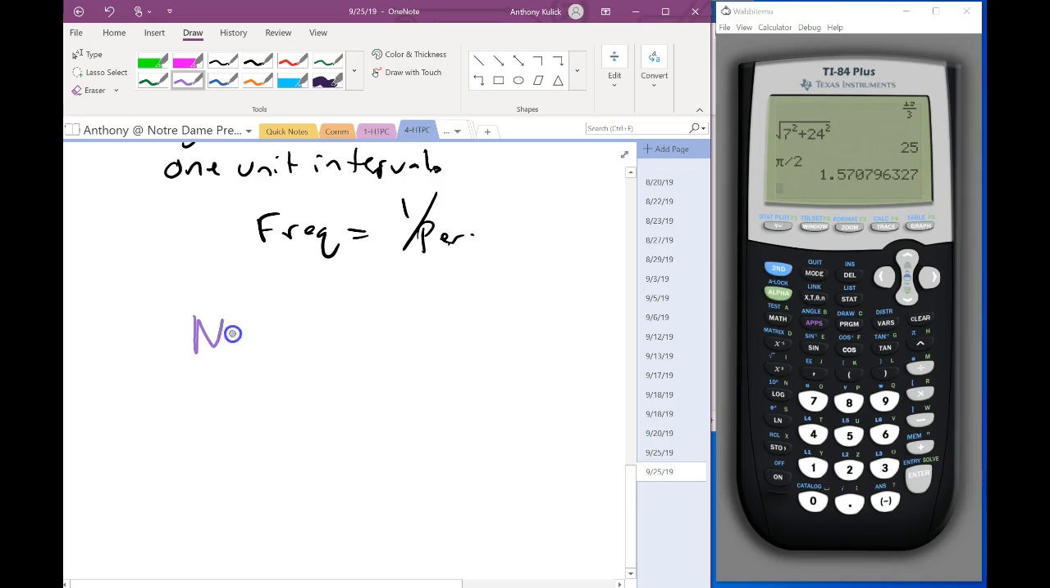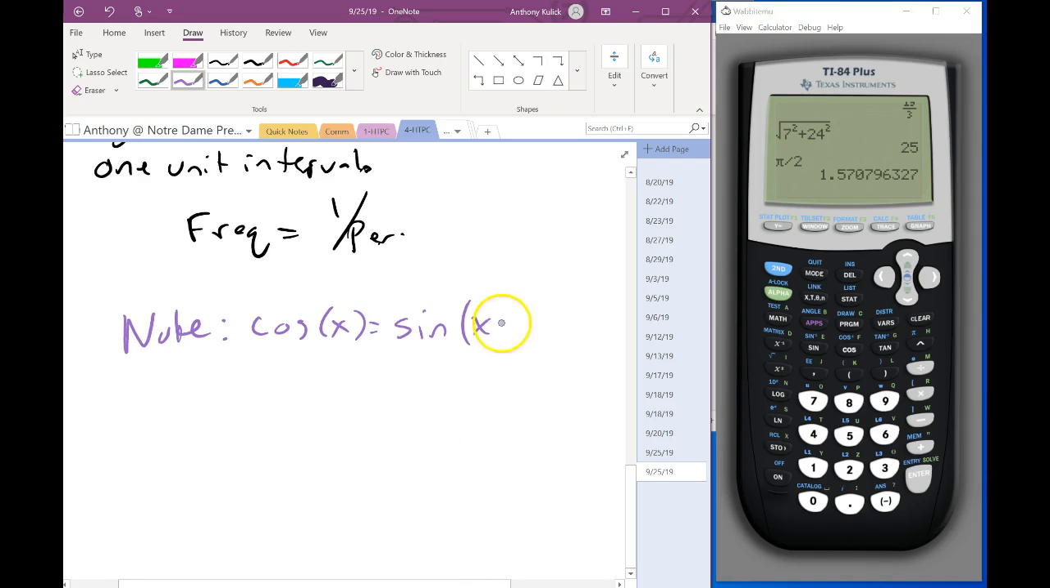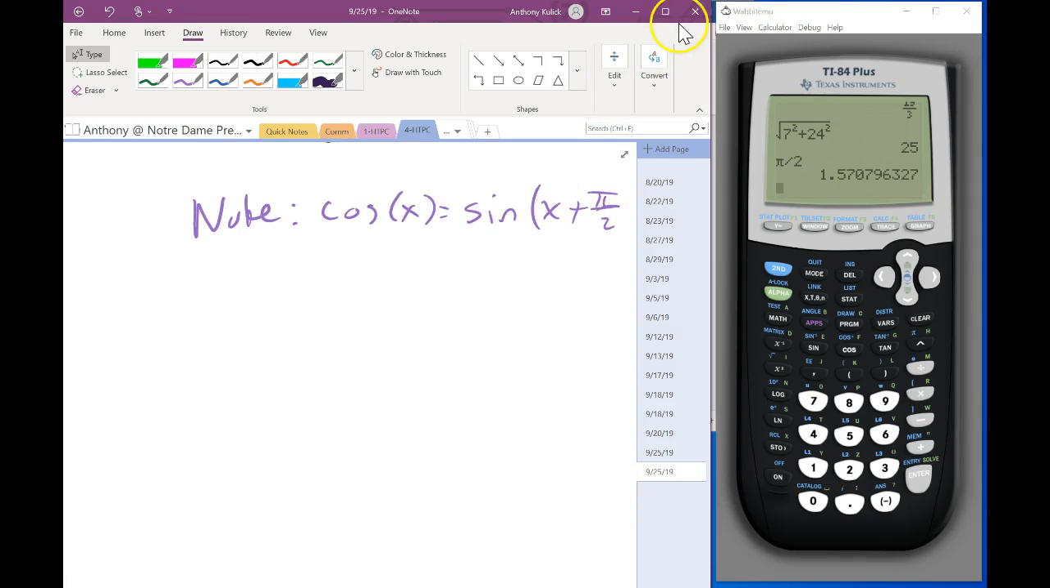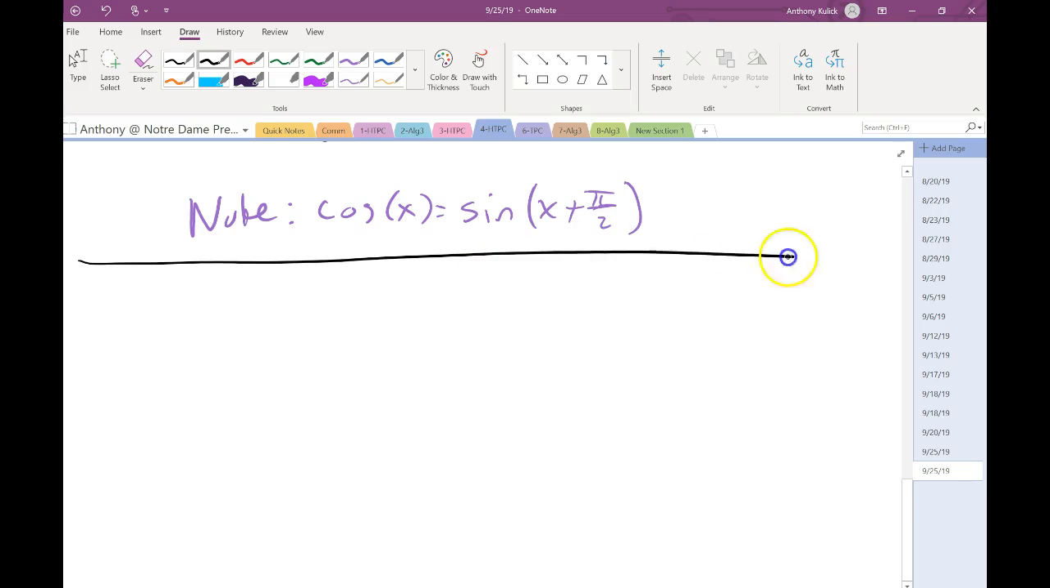So, since it's left, our h value would be negative, so minus a negative makes positive. So we'd say that cosine is the same thing as sine of x plus pi over 2. What do you think there? Not impressed. That's fine. You guys came up with that on your own. That was pretty good.